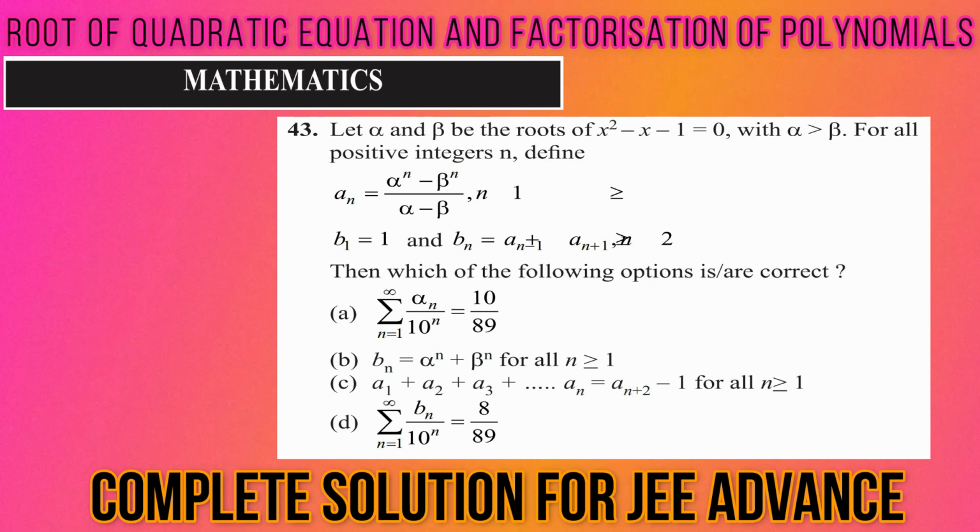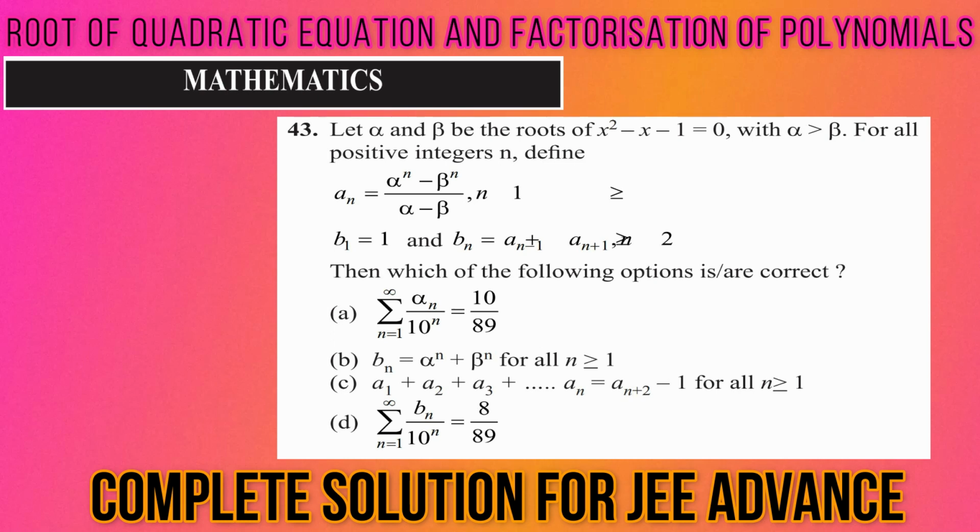So for any value of n, we get alpha strictly bigger than beta. And an is given as alpha raised to n minus beta raised to n upon alpha minus beta, for n greater than or equal to 1. b1 is given as 1 and bn is given as an minus 1 plus an plus 1 for n greater than or equal to 2. Then we have to figure out which of the options is correct.